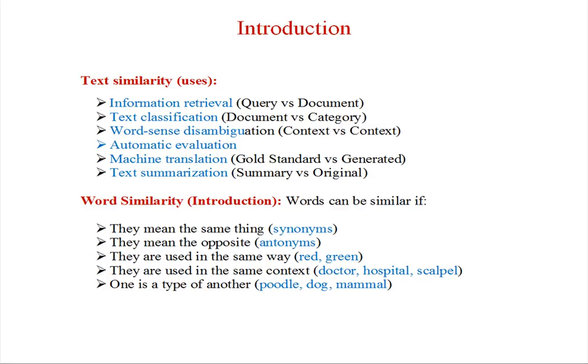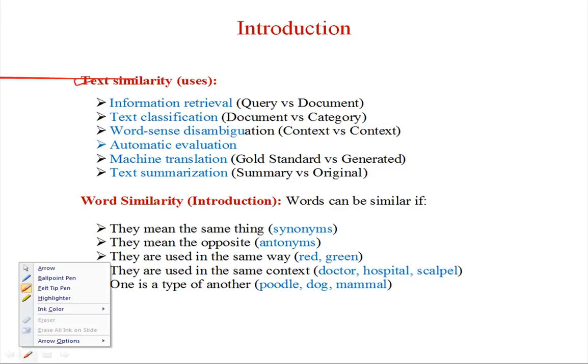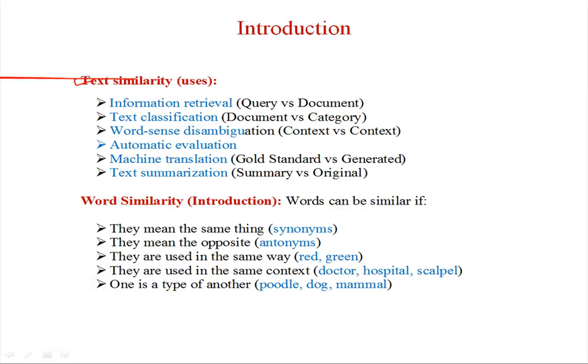So first we will start with the use of semantic similarity. The starting point is text similarity. What is the use of different similarity measures, especially text-to-text similarity? It is useful in information retrieval, text classification, and word sense disambiguation. Information retrieval means query versus document.